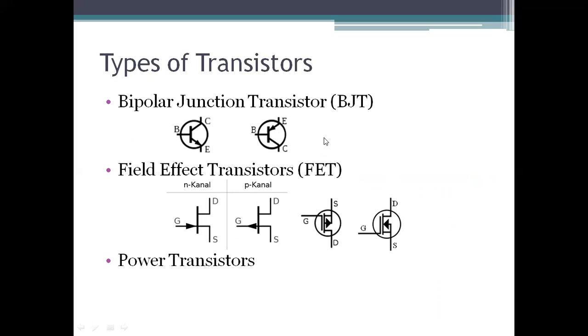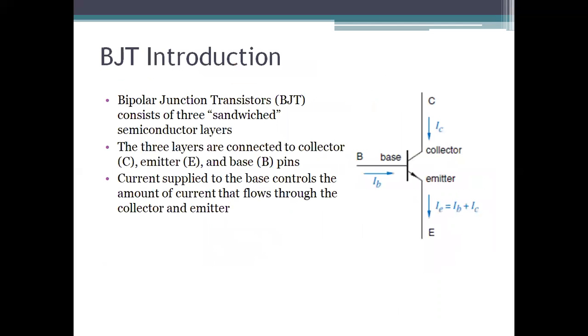So there are three types of transistor: BJT, FET, and power transistor. BJT stands for bipolar junction transistor, FET stands for field effect transistor, and then the power transistor. These are the symbolic representations. FET has gate, drain, source: G means gate, D means drain, S means source. In BJT, base, collector, emitter. This is the symbol of a transistor.